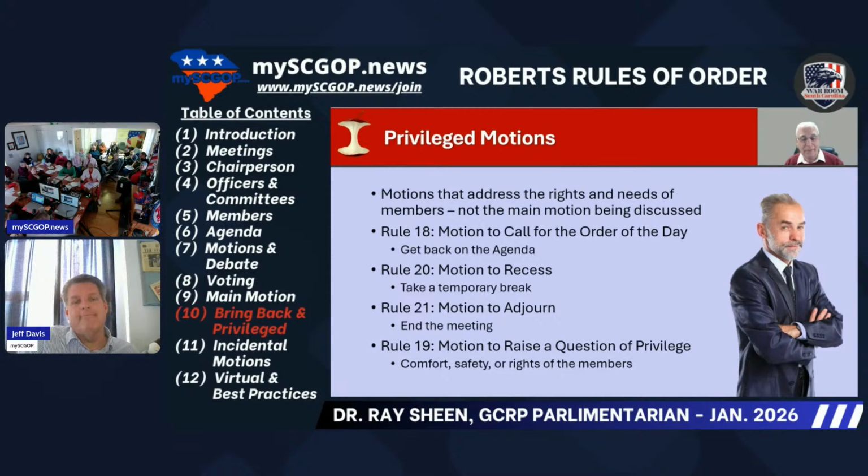The individual making the motion can interrupt someone on the floor, but only if the motion they're making is an urgent one. Now, this motion does not require a second. It's not debatable. It can't be amended. And the chairman makes the ruling. It's not even voted on. Well, this set of motions are ways to keep the meeting moving efficiently and effectively. We still have other motions that we need to discuss.